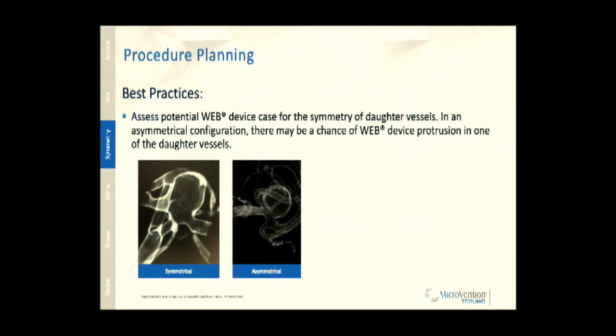Also, you have to think about the symmetry of the daughter vessels. If you have a different symmetry, you need to think about how you can position the web optimally. You can use the support of a balloon to deploy the web. You cannot change anything after you have deployed the web with the balloon. You cannot put the web into the aneurysm with the help of a balloon. That doesn't work.